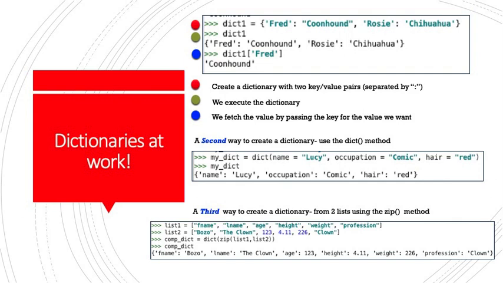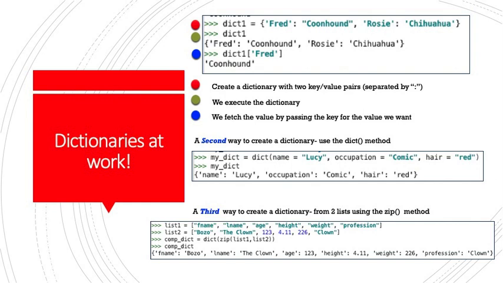A second way to create a dictionary is to use the dict method. So here we have my_dict equals dict, and then in parentheses we pass name equals Lucy, occupation equals comic, and hair equals red. When we execute the my_dict variable, we get back all of those key value pairs.